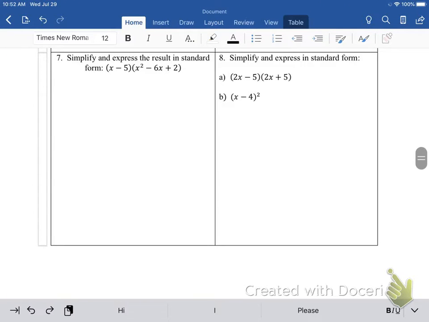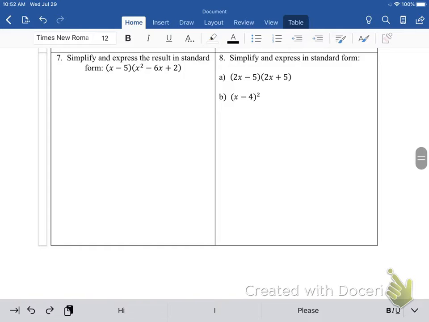Okay, this is the diagnostic test questions number 7 and 8. So now we're going to talk about 7, which is multiplying of polynomials. In this case, x minus 5 is a binomial. It has 2 terms multiplied by a trinomial that has 3 terms.